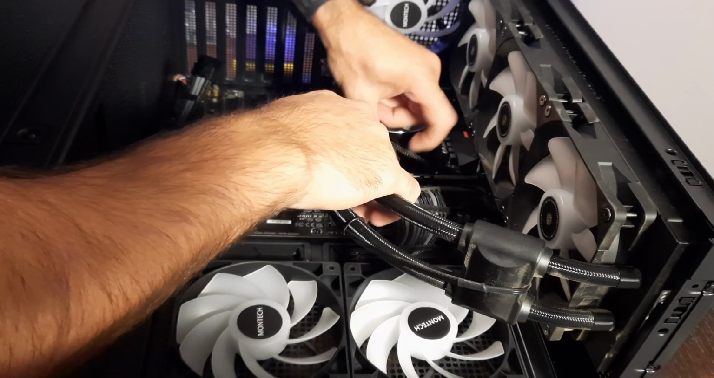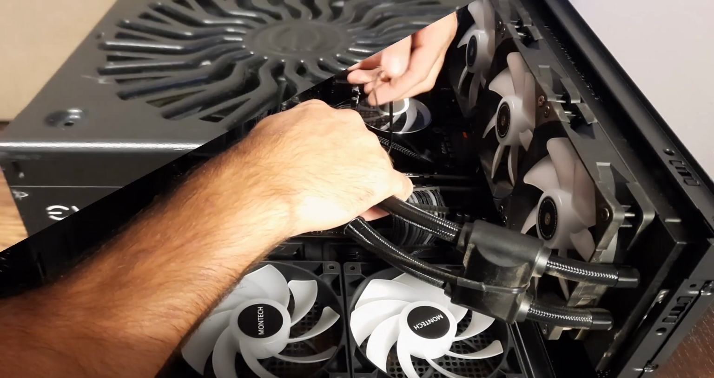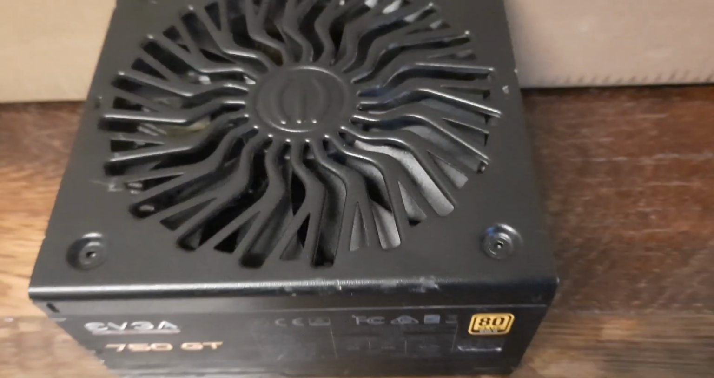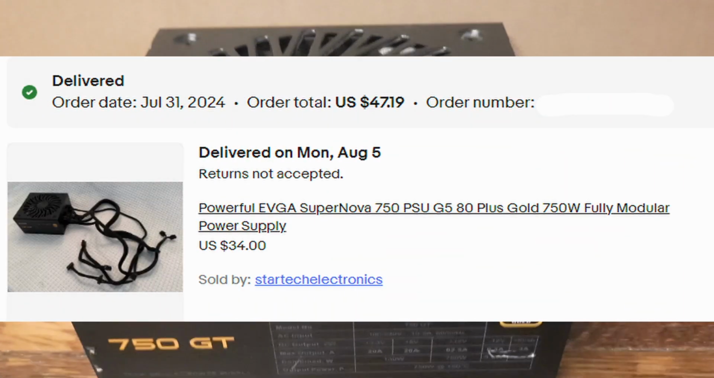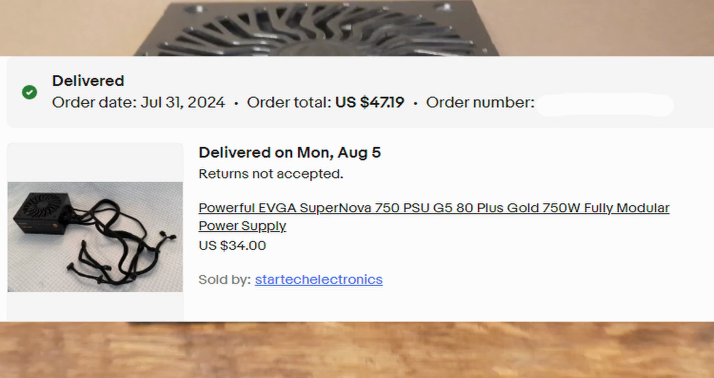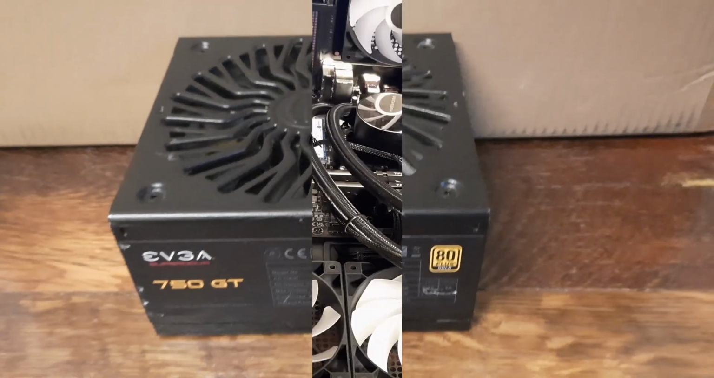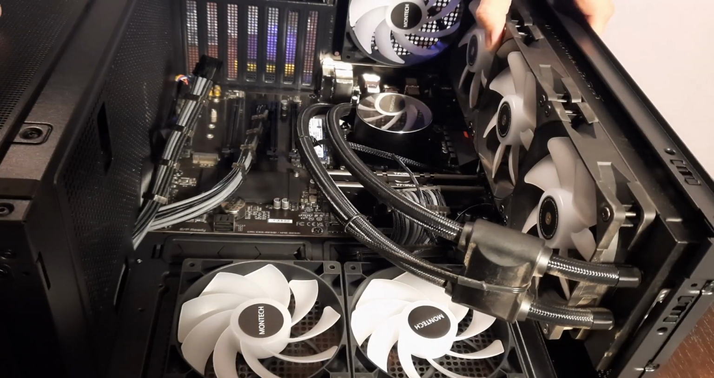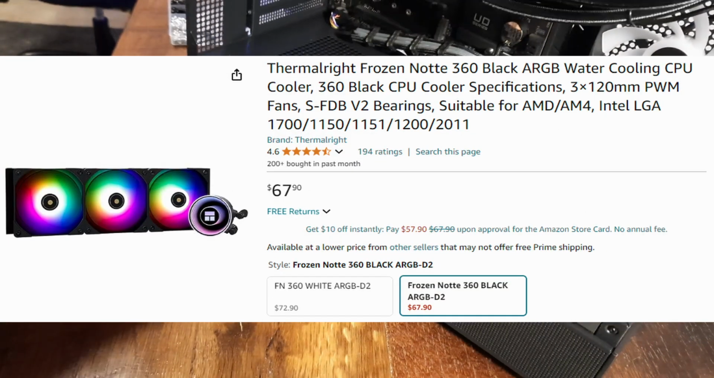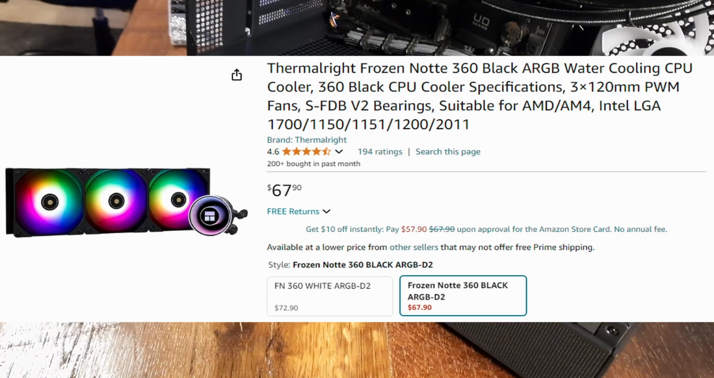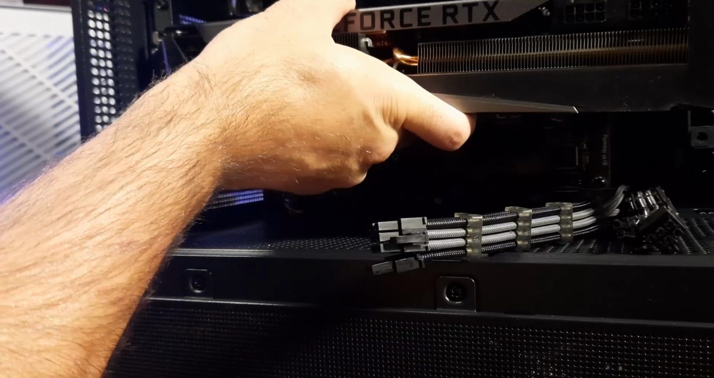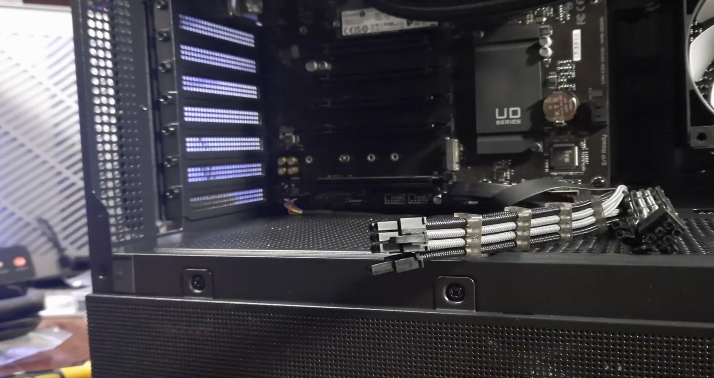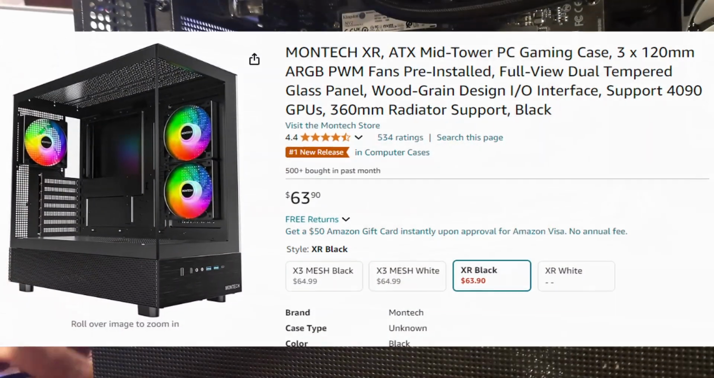I then got an EVGA 750 watt power supply, also on eBay for $47.19. That was a really good deal. I was excited to get that one. The cooler is a Thermalright Frozen Notte 360 millimeter, and I got that on Amazon, and I don't remember exactly what I paid for it. It was around $65. I put $67.90 on here as the going rate at the moment, but I don't remember exactly what I paid for it. Something like that. The Montech XR for $63.90 from Amazon for the case.